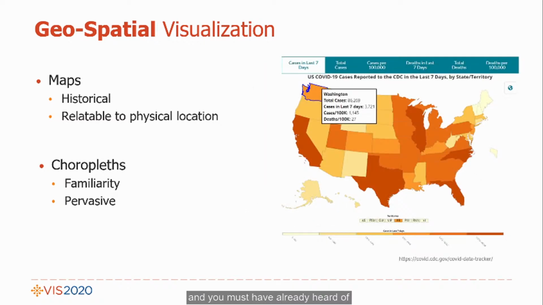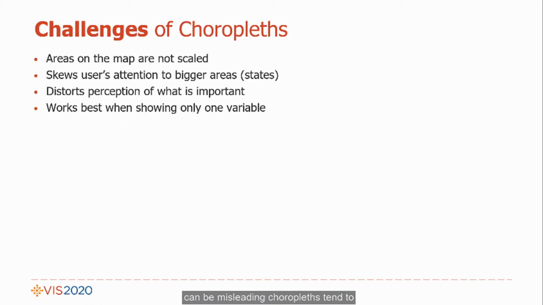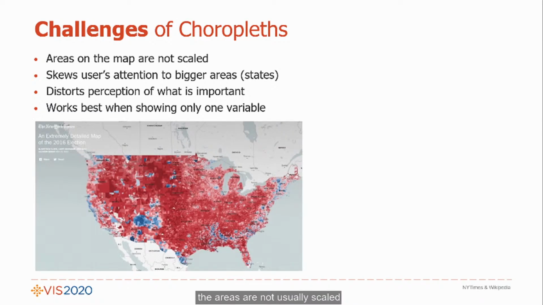And you must have already heard of choropleth maps, which have emerged as a go-to method to visualize geographic data. In this particular type of chart, what and where we show as color tends to cover the entire area. This is useful when area is a metric, for problems like understanding forest cover, spatial distances, and so on. However, sometimes choropleths can be misleading. Choropleths tend to skew attention towards bigger states, areas, or blocks or entities. So the problems we typically face are that the areas are not usually scaled to data, the geography distorts these patterns, and you can't accurately differentiate the comparison between entities.